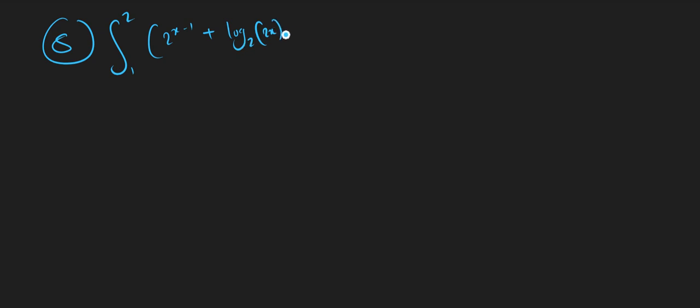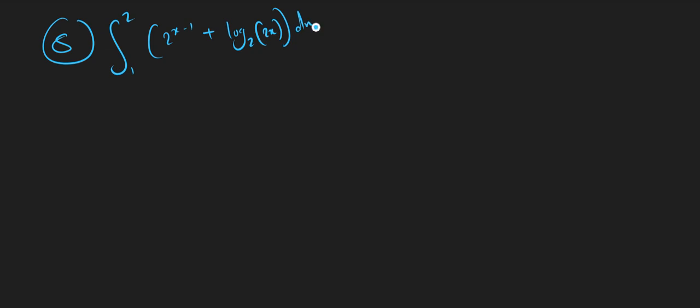So let's do, sorry about that, let's do problem 8 now. So that is the integral. Problem 8 is the integral from 1 to 2 of 2 to the x minus 1, plus logarithm to base 2 of 2x. Understand that this is logarithm to base 2, not base e, of 2x, then dx.